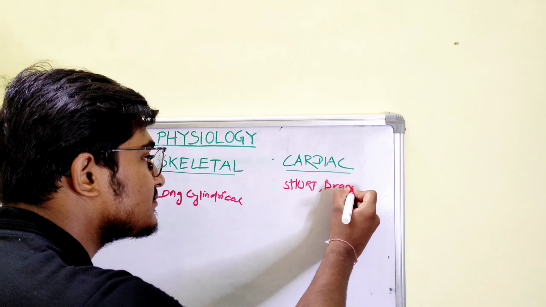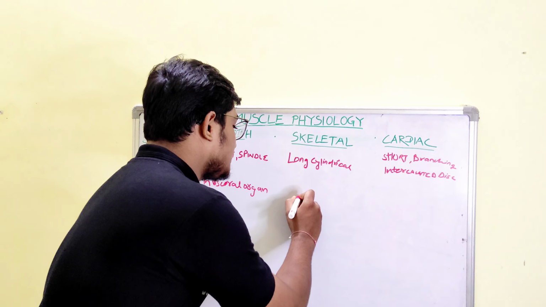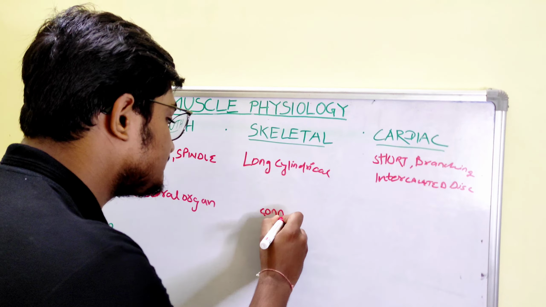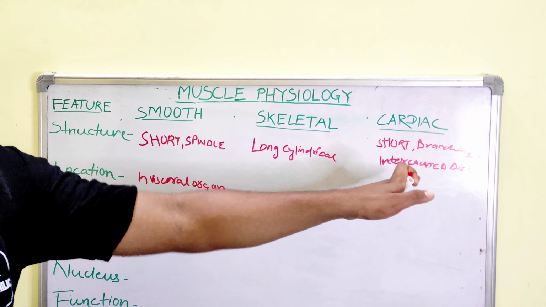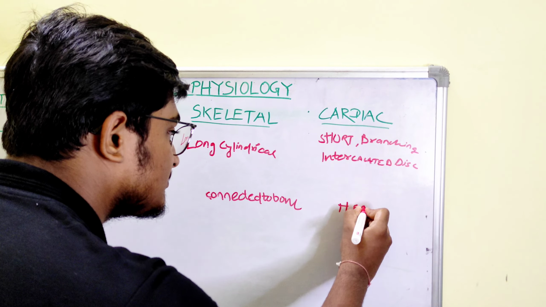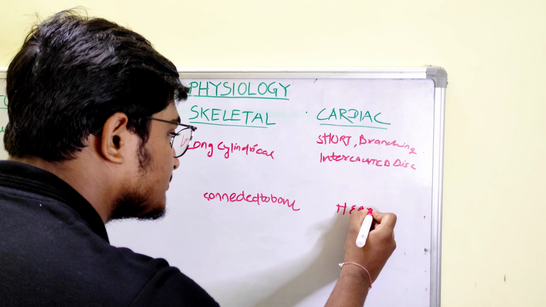Then the skeletal muscle is connected to bone. Second one, the location of cardiac muscle is in the heart. The location is the heart that helps in the pumping of blood.